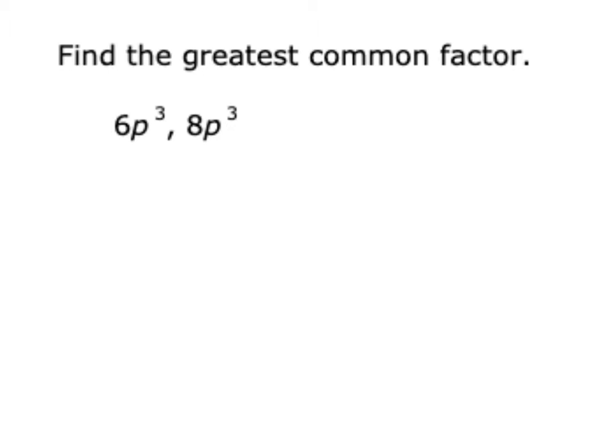So first off, we're looking at our 6 and our 8. So we want to find what number we can divide evenly into 6 and also into 8. So think about 6 divided by what, 8 divided by what. The highest thing that can be divided into both 6 and 8 is going to be a 2. So 2 is our greatest common factor for the numbers.